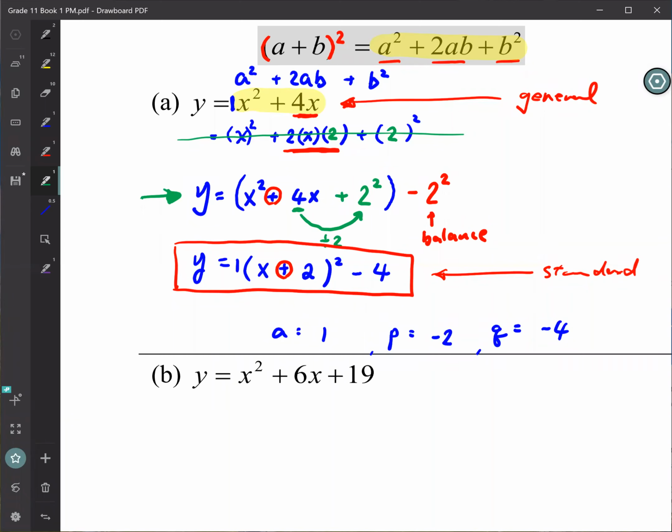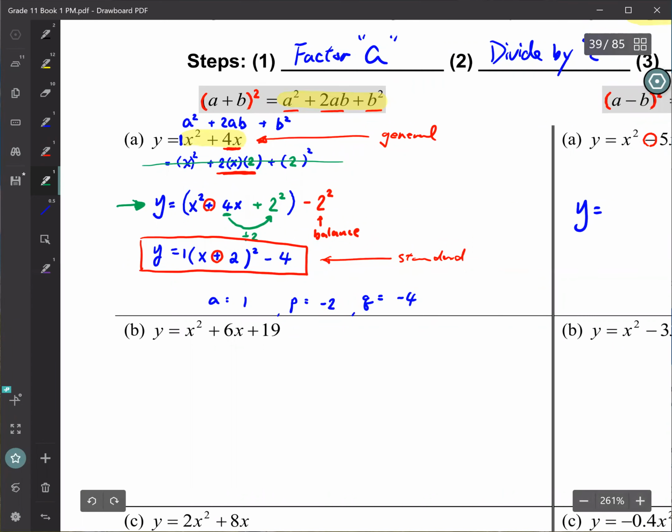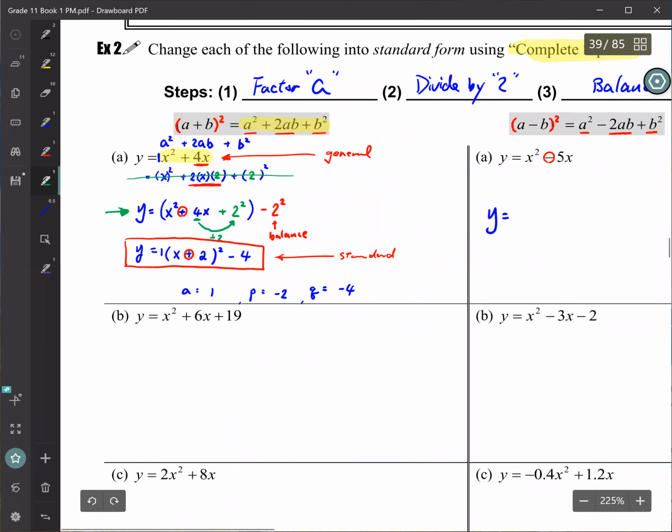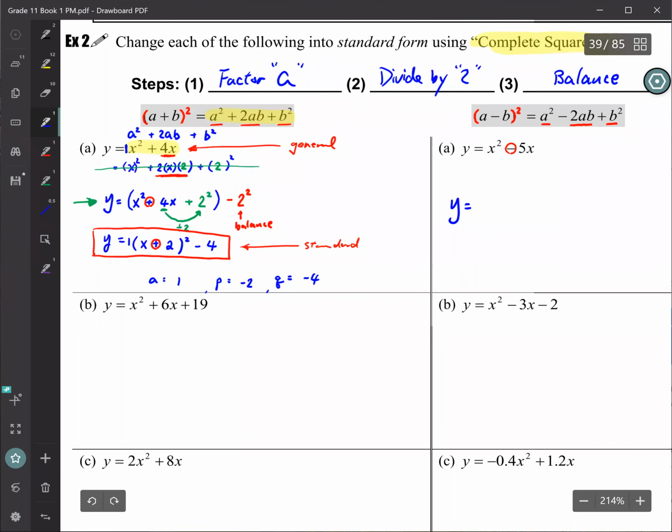But when you're actually doing the work, you just directly take the middle one divided by 2, okay? That's the one you added in, to complete. So raise your hand if you get the standard form for the right side. Anyone has questions?